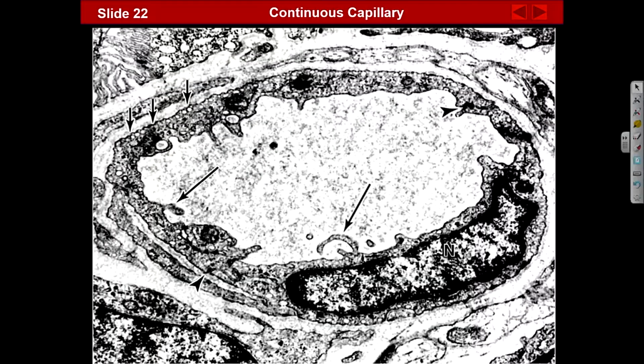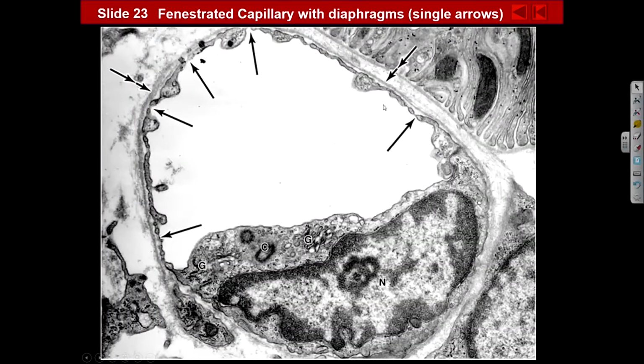Okay, looking at different capillaries, this is a continuous capillary. The endothelial cell forms a continuous layer around the lumen, as opposed to a fenestrated capillary, where the arrows are pointing to the fenestrations with the diaphragm spanning the fenestrations. Any questions so far?